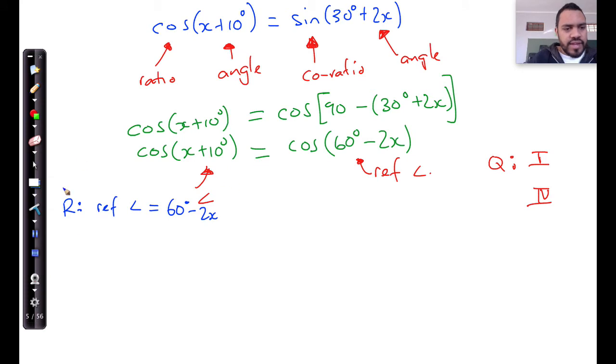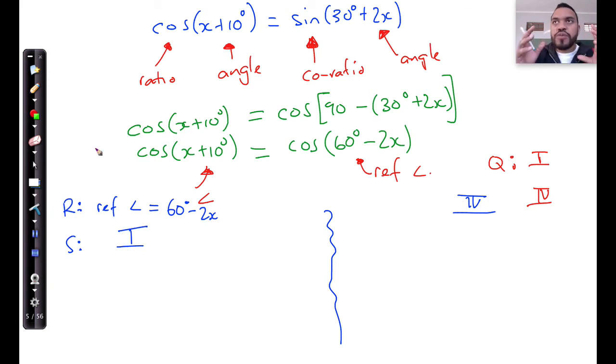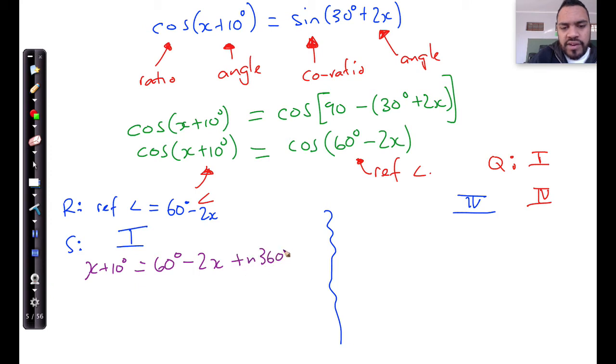And now I can solve. And when I solve, remember I work in two quadrants. I'm going to solve for the first quadrant, and I'm going to solve for the fourth quadrant, which I'm going to do over here. So, first quadrant. We take the given angle, and we make it equal to the format of the reduction formula using the reference angle. So I'm going to say given angle here is x plus 10 degrees is equal to, in the first quadrant, just theta, which is going to be the reference angle, which is 60 minus 2x. And because I'm working with the cos function, I say plus n multiplied by 360 degrees.